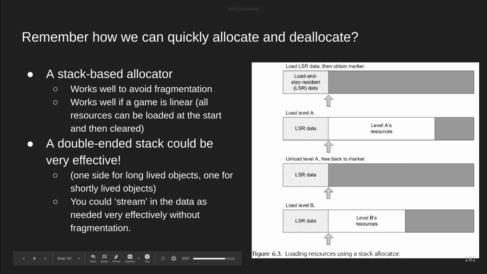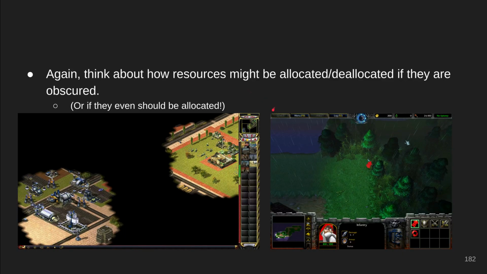So Fog of War uses a double-ended stack to achieve that by unloading and reloading resources quickly. So that's just a little tip there.